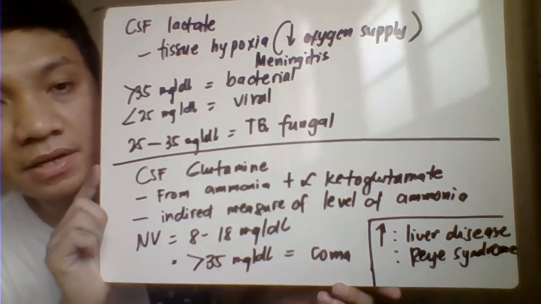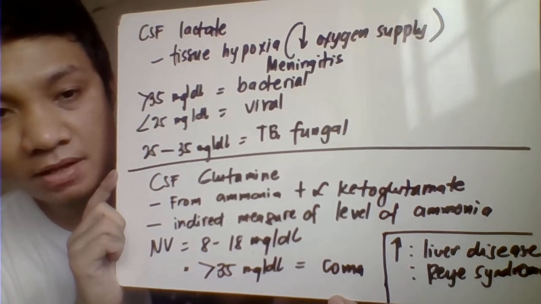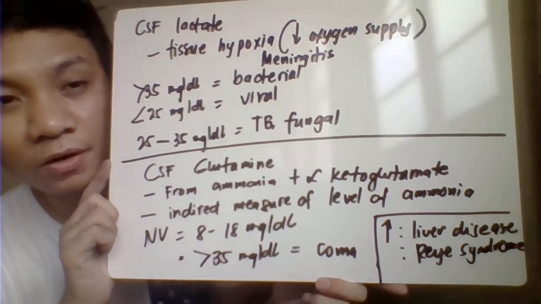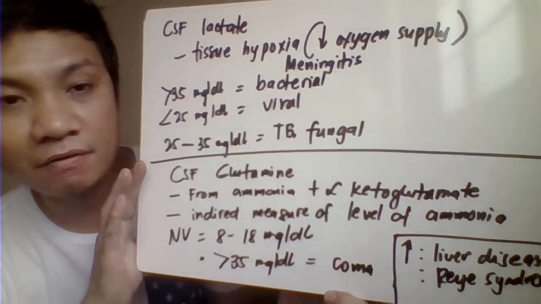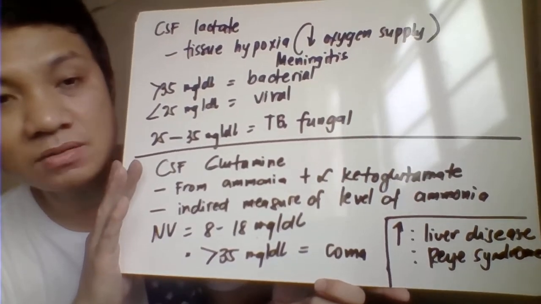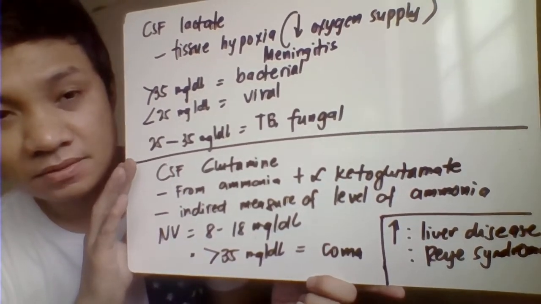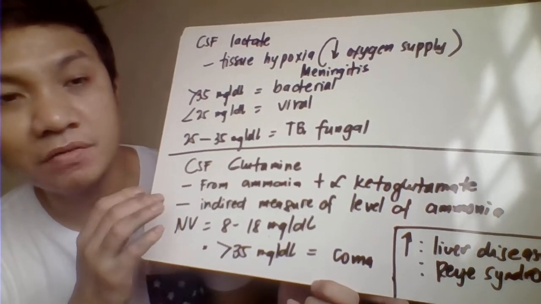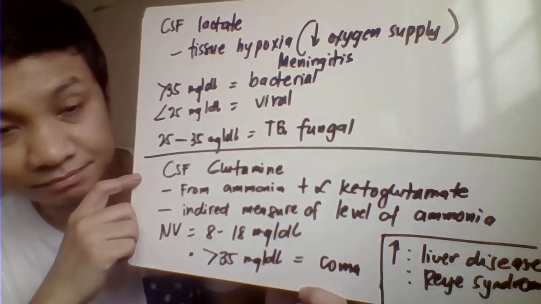Okay, the next one we have here is the CSF lactate. So lactate is actually the product of your glucose being converted to lactate, because normally your glucose is converted to pyruvic acid. But in the case wherein you don't have oxygen, in the case of hypoxia, so decreased oxygen supply to your brain, your glucose is converted to lactic acid. So that's why you have increased lactic acid.